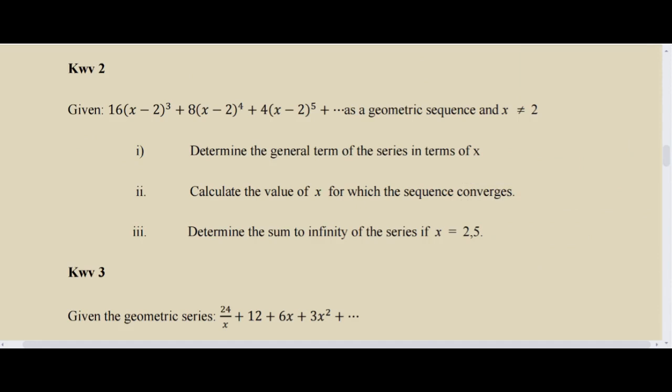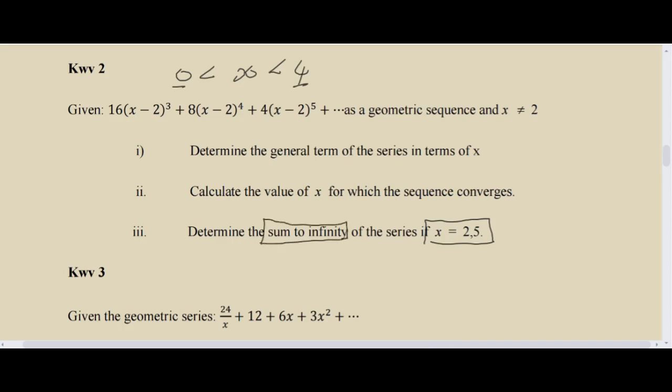It says determine the sum to infinity of the series if x is equal to 2.5. Now you can see that in the previous question we concluded that our x should be between 0 and 4, and now they're giving us a value 2.5, which is definitely between 0 and 4, right? So now they're saying calculate the sum to infinity.